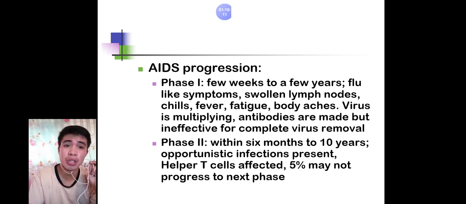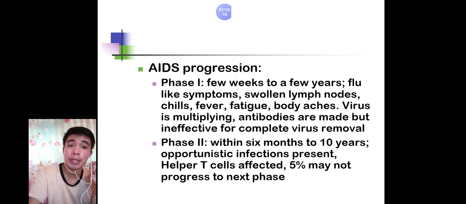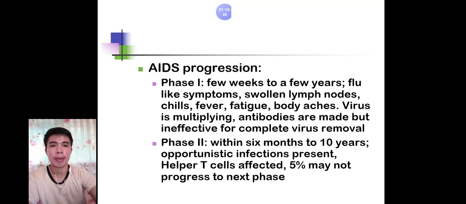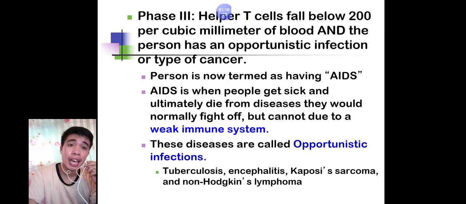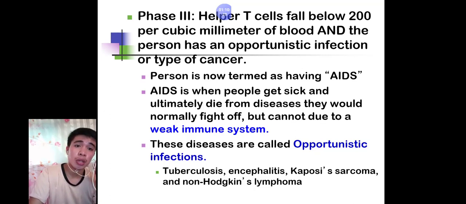Phase 2, within 6 months to 10 years: opportunistic infections are present, helper T cells are affected, and about 5% progress to the next phase. Phase 3: helper T cells fall below 200 per cubic millimeter of blood and the person has an opportunistic infection or type of cancer. So our helper T cells decrease, causing opportunistic infections or cancer. The person is now termed as having AIDS.